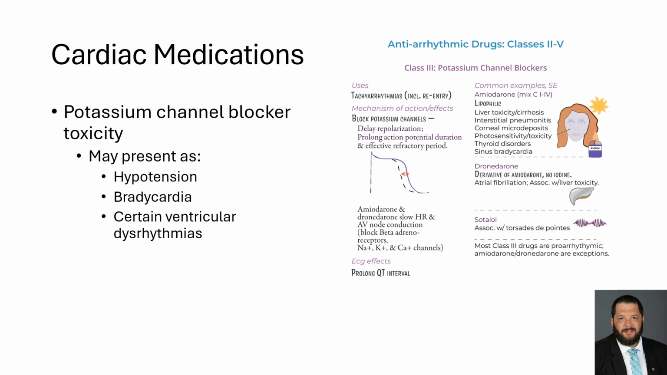Potassium channel blocker toxicity, these patients can present with hypotension and bradycardia, as well as certain ventricular dysrhythmias. In looking at treating for potassium channel blocker toxicity, we are going to assess for things like a prolonged QT interval, and then we may need to provide supportive care or administer IV magnesium sulfate to treat torsades specifically.